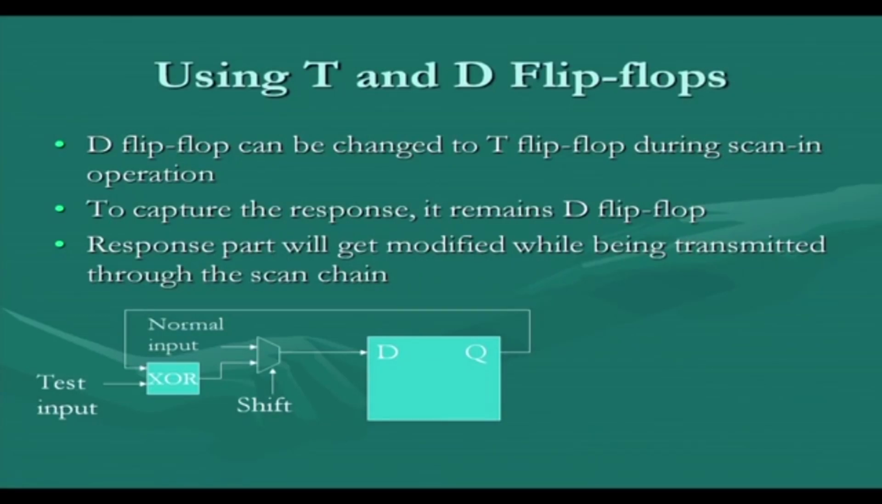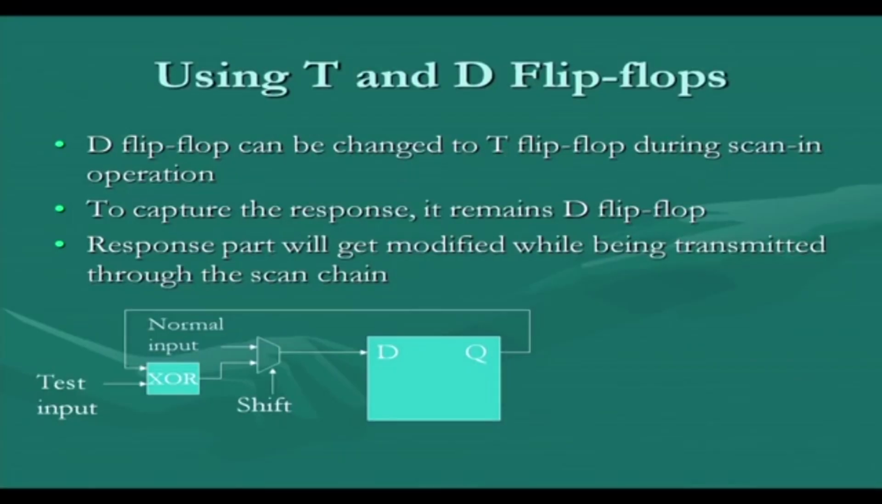Another possibility is by using a mix of flip flops. So, D type and T type flip flops. In fact, traditionally we are using D flip flop for this scan chain formation, but we know that there are many other types of flip flop and T flip flop is one such thing.